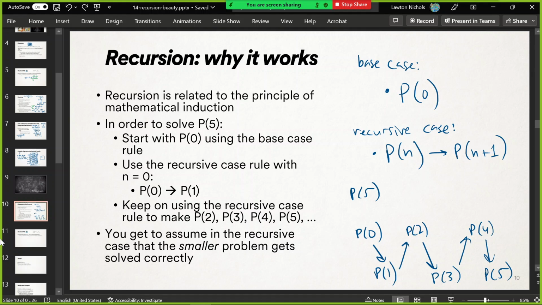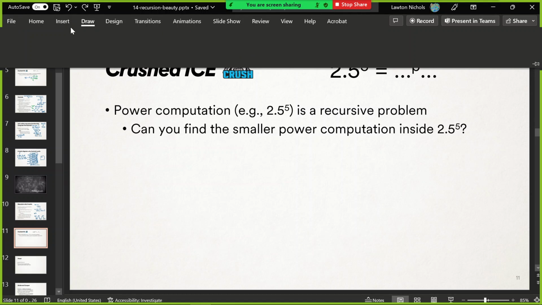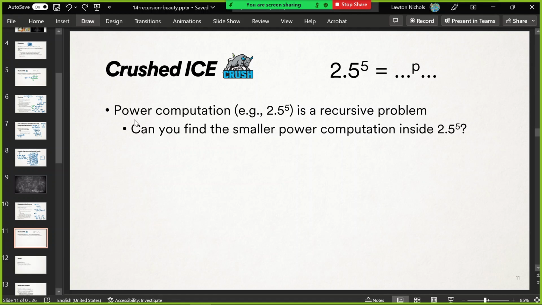So with that in mind, let's solve a different problem now. I claim that there is a recursive solution to power computation. Like if you're asking to compute 2.5 to the power of 5, there is a smaller power computation inside of that one. Can you take a minute to find it? 2.5 to the 5, write it out. Can you find a smaller power computation inside of this one? There's something for the power inside of it.